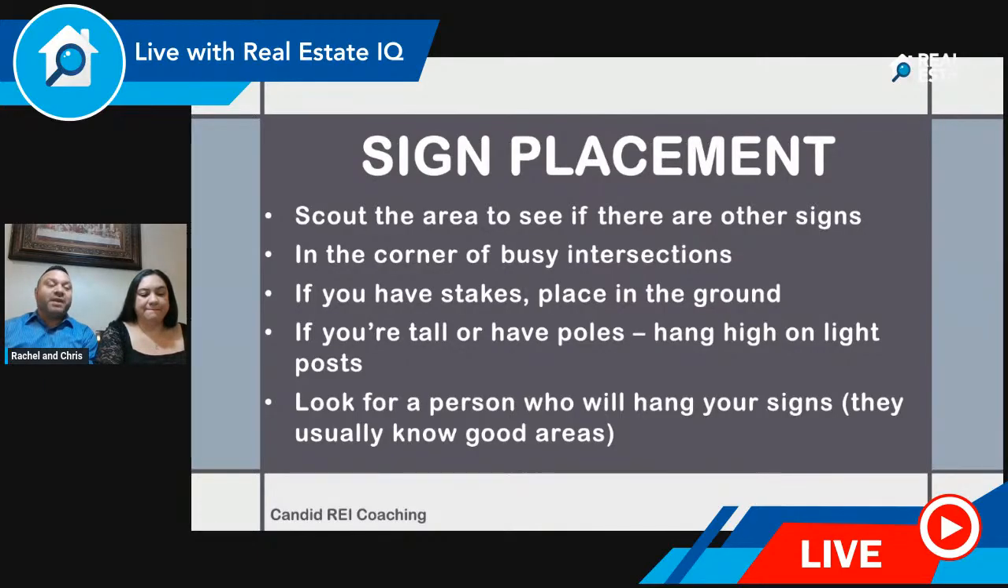Okay. So again, placement, don't put it backwards on the other side if traffic's facing one way. I mean, you just have to be smart about it. So be strategic whenever you do that. Now look for other people.